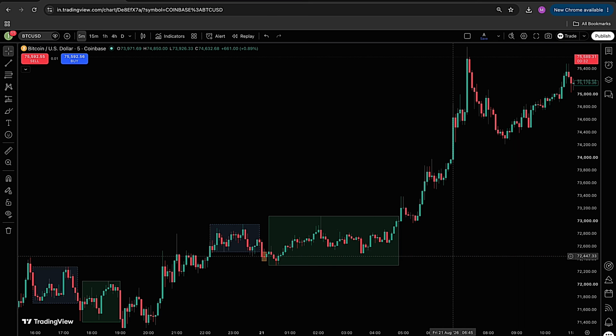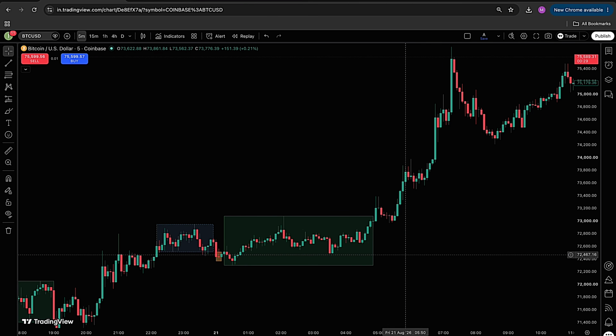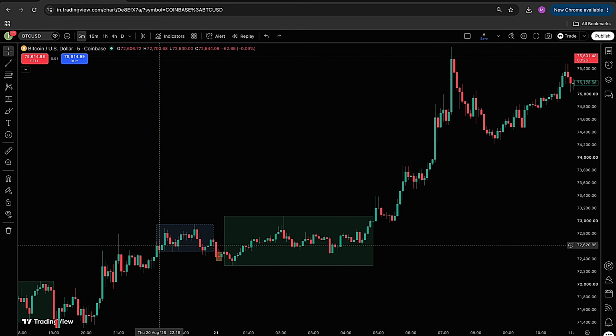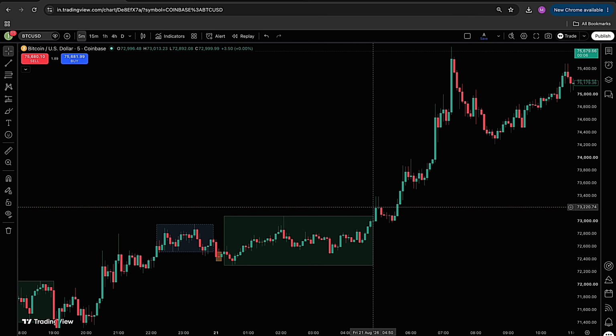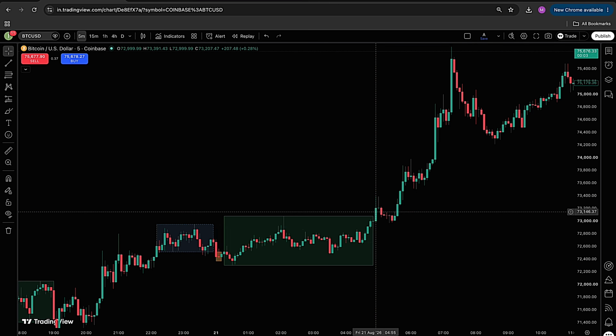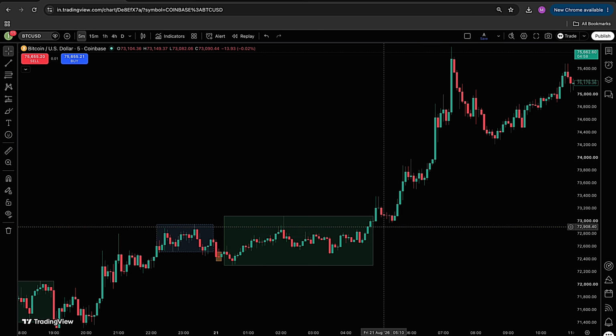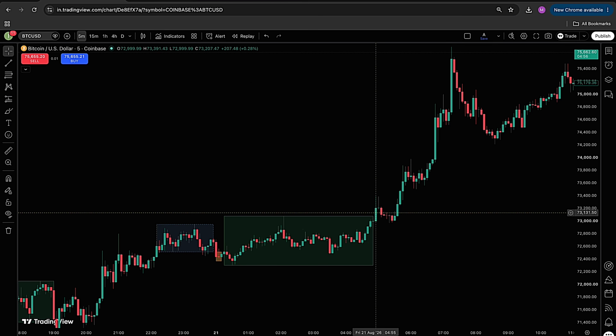So what are the rules you need to follow? The first rule will be that our accumulation phase, manipulation phase, and distribution phase must all be formed. First, the accumulation phase will form, then the manipulation phase will form, and then the distribution phase will form. Once these three are done, our second rule will be that the distribution phase should give a breakout and it should give good candlesticks.